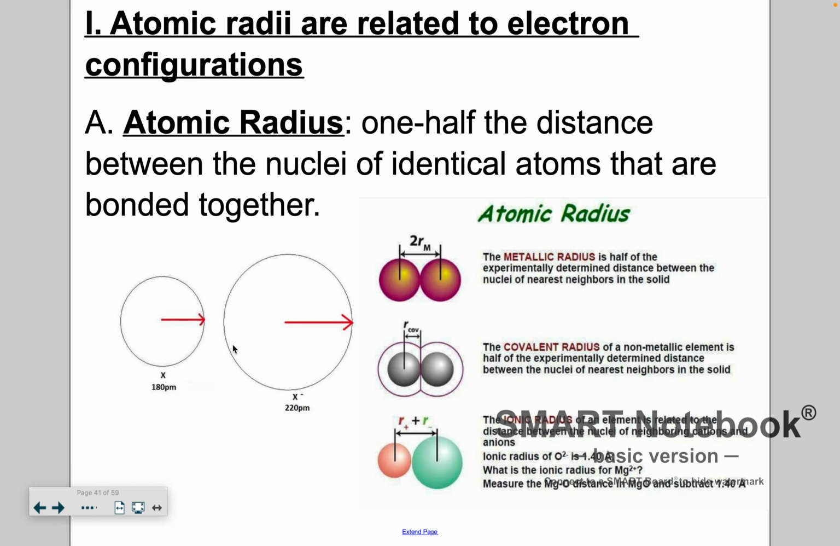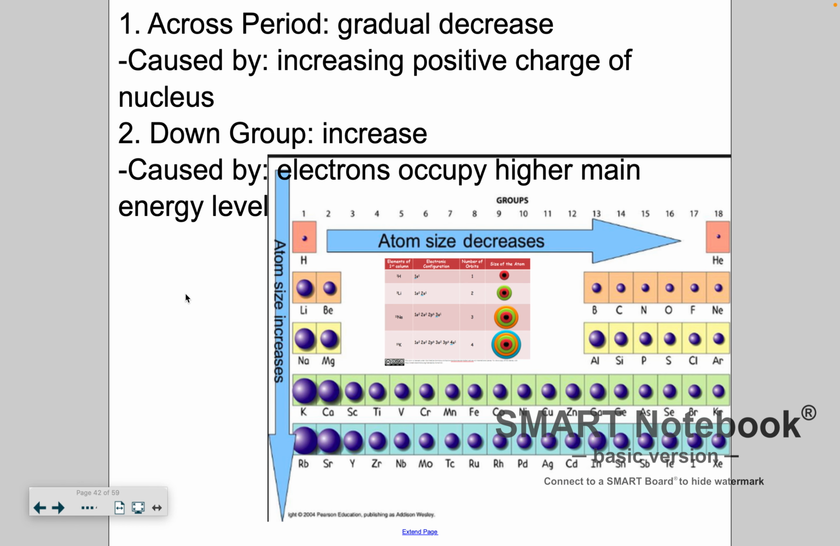So first up is the atomic radii. So atomic radii is related to electron configurations. The definition of the atomic radius is basically 1/2 the distance between the nuclei of identical atoms that are bonded together. It doesn't really matter, but just know that the atomic radius is half the distance between the nuclei of anything that's bonded together. So the trend for atomic radius is as you move across the period, they gradually decrease.